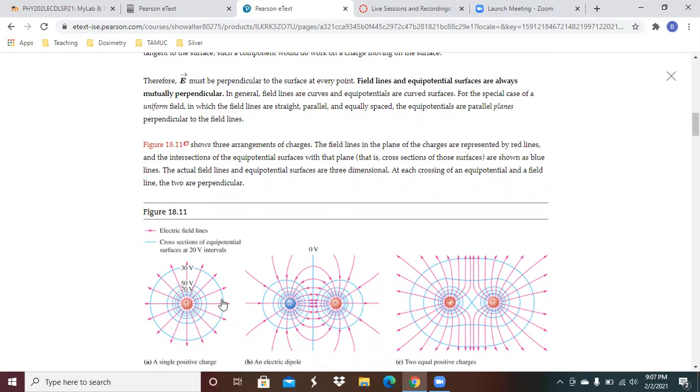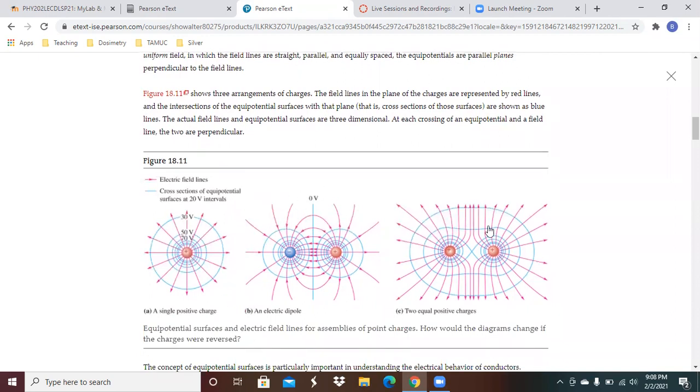In general, field lines and equipotentials are curved surfaces. For the specific case of a uniform field, the field lines are straight, parallel, and equally spaced, and the equipotentials are parallel planes perpendicular to the field lines.